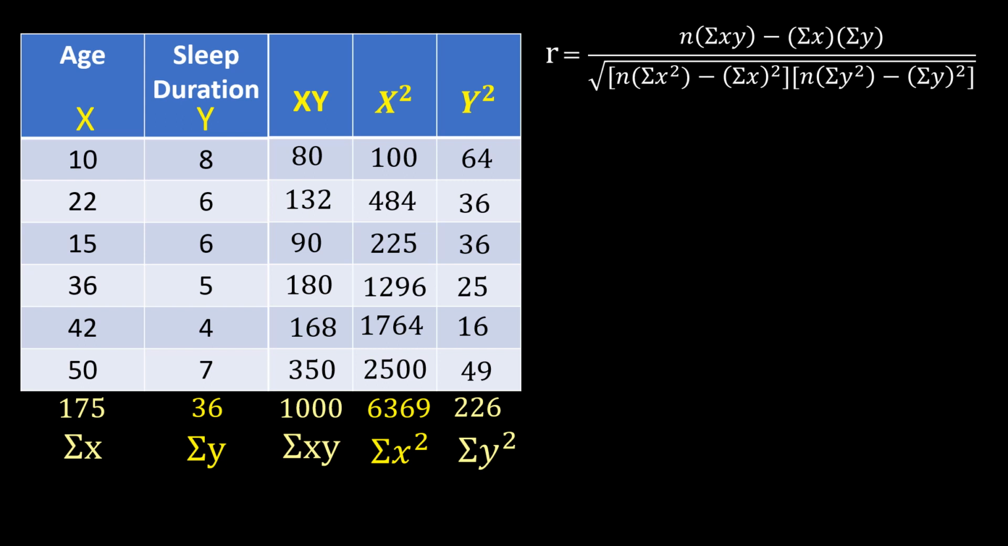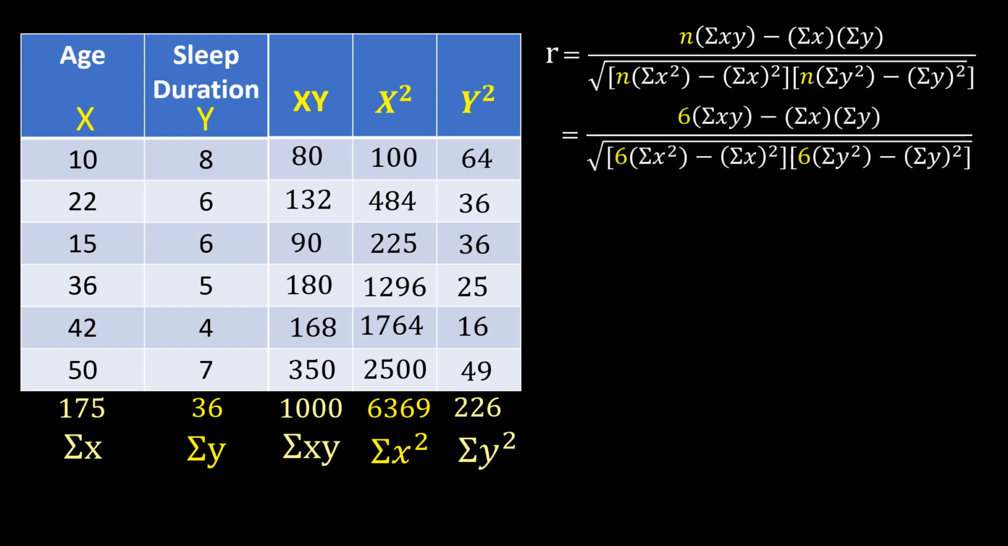We're gonna start with the N. So N is the number of samples, or the number of pairs in our given data. There are 6 pairs, so we're gonna replace this N with 6. Next is the sum of xy. So the sum of xy is this. We have solved it and it's 1000. So let's replace it in our formula.